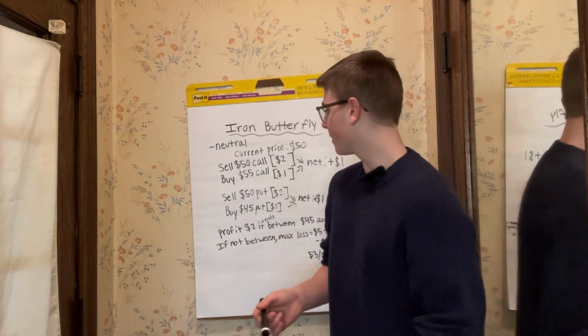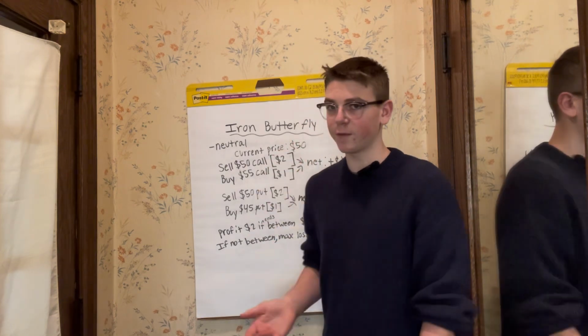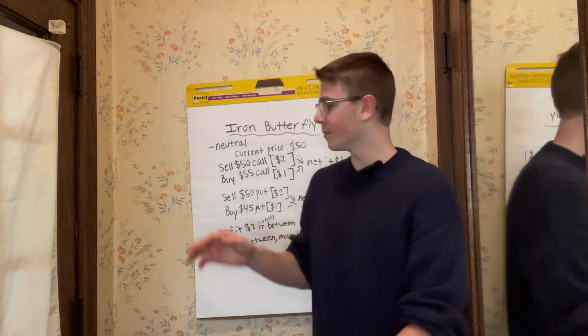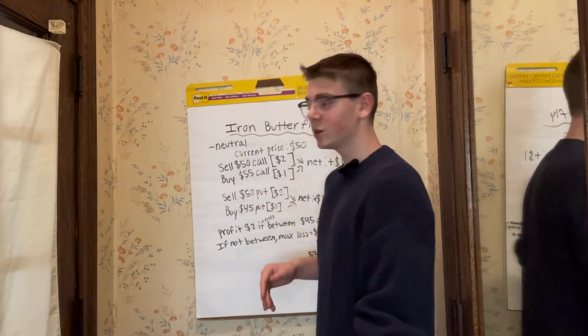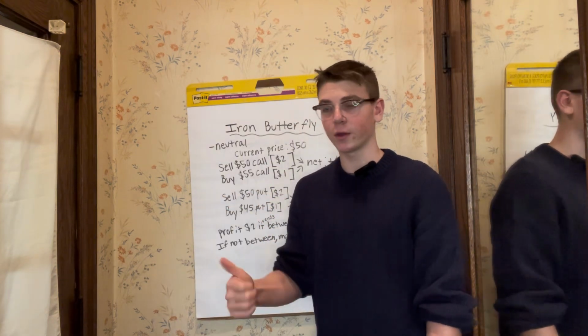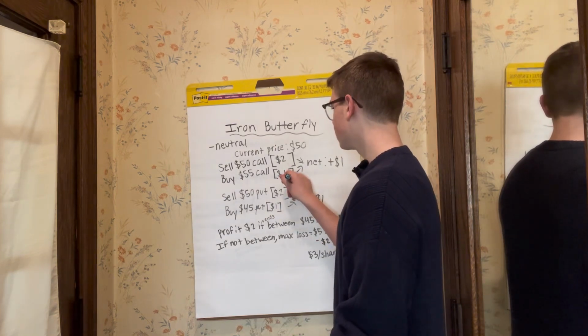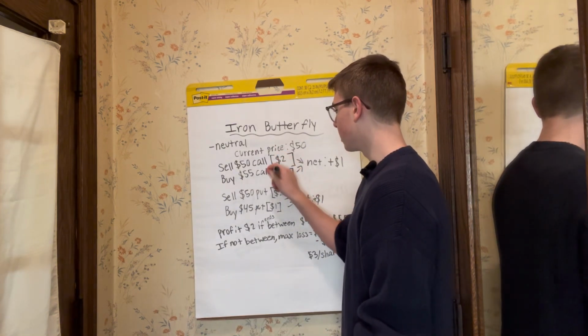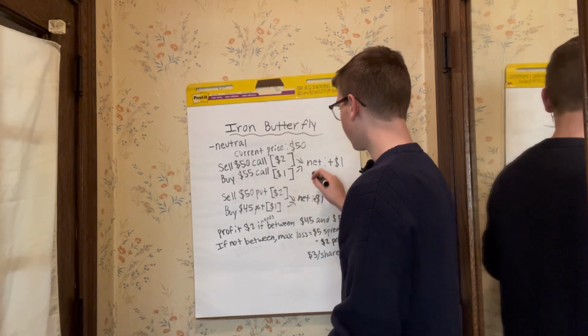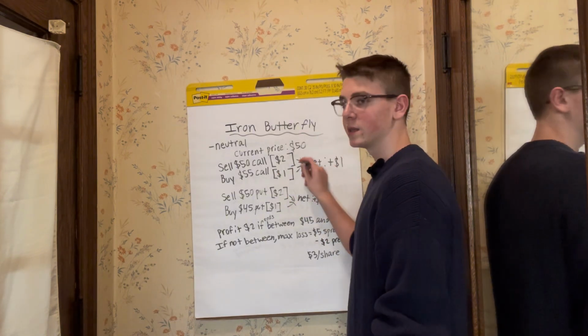And since you're buying a $55 call, it doesn't even matter the time frame, right? We're just saying it's the same time for all of these. Since you're buying a call that's further out of the money, it's going to be worth less. So we're going to say that's $1. So our net here is we got $2 and we lost $1. So our net is plus $1 off of these calls.